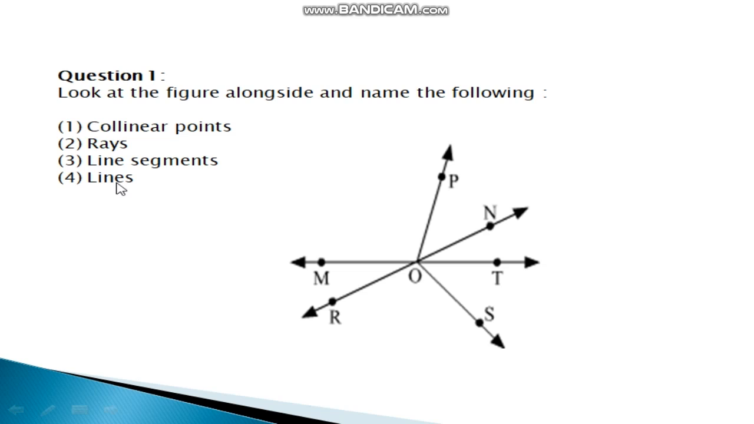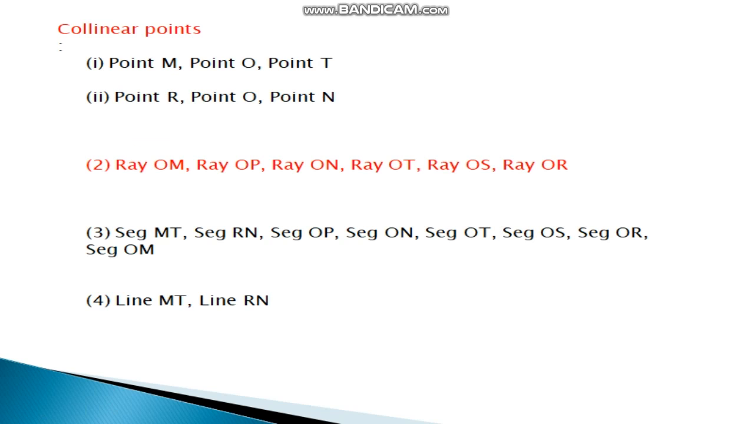Clear? Now lines. Lines, you know. A straight line with two arrowheads. Line MT and line RN. Clear? See here, students, for your convenience I have put all the answers here. Please go through each and every answer. Try to find out, try to understand. Then you write in your maths notebook. You have to draw the figure from the textbook. You have to write the question and answer in your maths notebook.